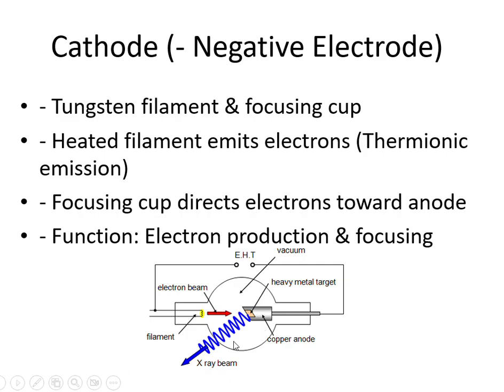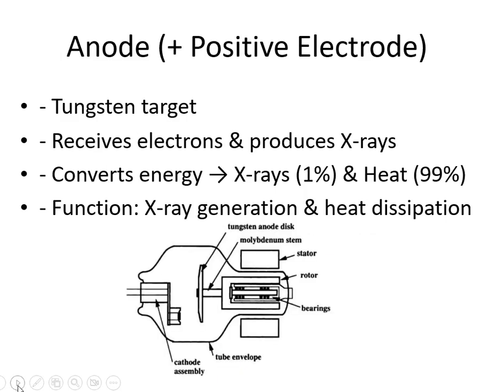Anode, the positive electrode. Now let's move to the anode, the positive electrode of the X-ray tube. The anode is made of tungsten, which has a high melting point and high atomic number. When high-speed electrons strike the anode, their kinetic energy is converted into X-rays, only about 1%, and the remaining 99% becomes heat. So the anode has two key functions: to produce X-rays and to dissipate heat effectively.